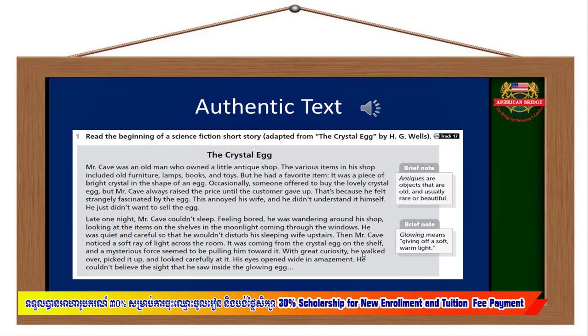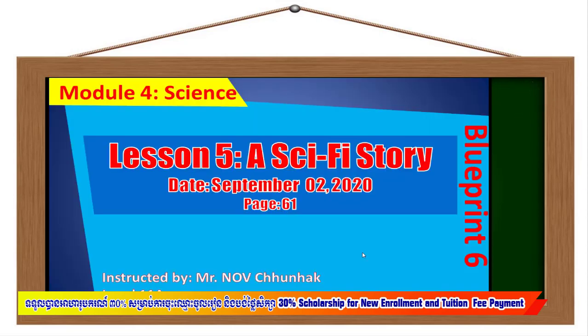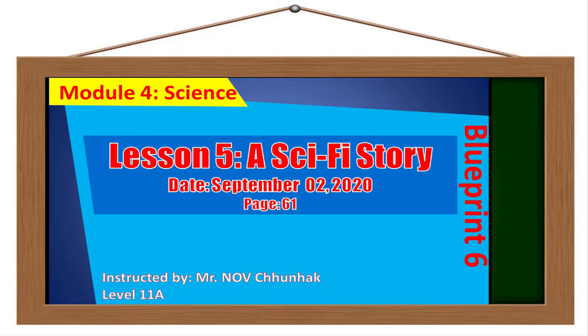When you see this science fiction short story about the crystal egg, you see Mr. Cave was an old man who owned a little antique shop. The teacher will not mention all the points, but you can look thoroughly and check. Now we move to our lesson on page 61, everyone. Are you ready, and can you open your book on page 61 together? On page 61, what do you see here, everyone?